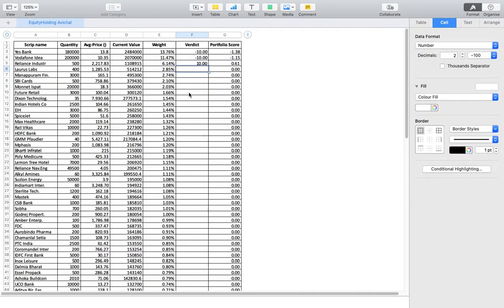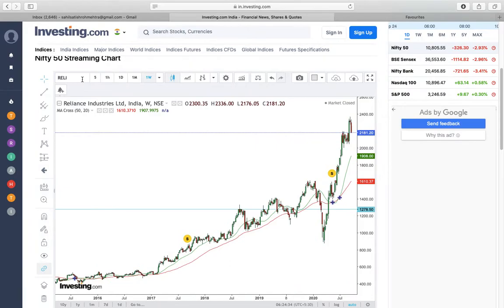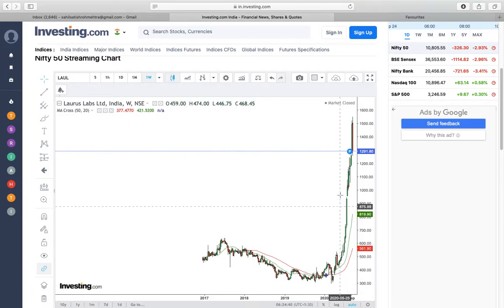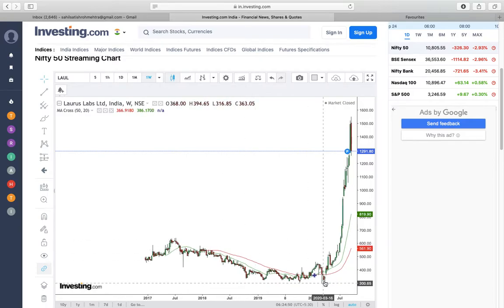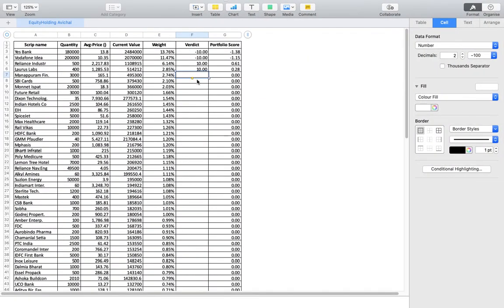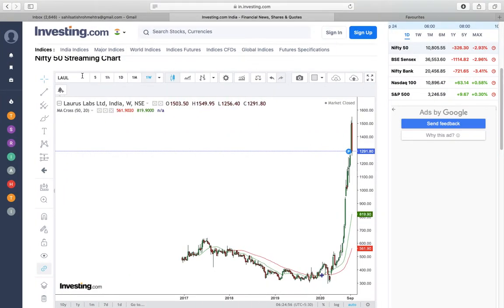Laurus Labs is another +10. So I'll just show you the chart here. It's a beautiful chart. Right here, it's a clear breakout on multi-level highs. This is a company that, after the hype of the IPO, has completely lived up to its expectations after a turnaround in management. So we want this as a +10. Manappuram Finance is a very tough one to pick, but I think I'll give it a 5.